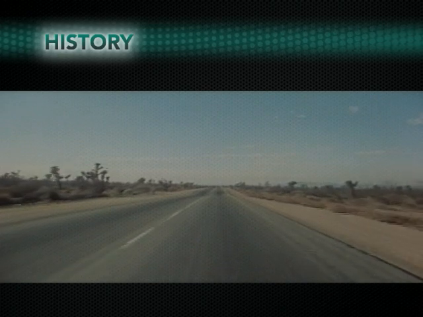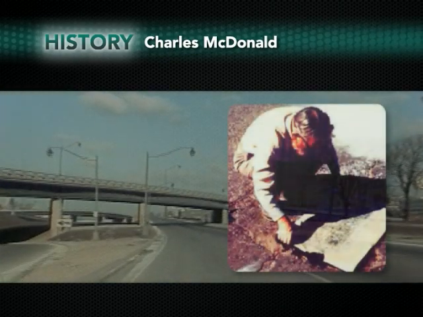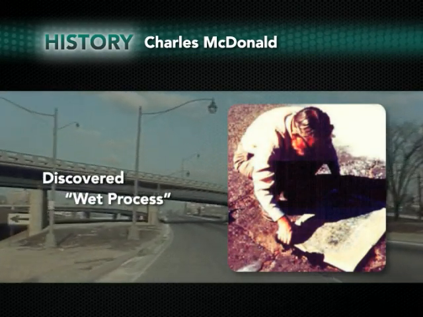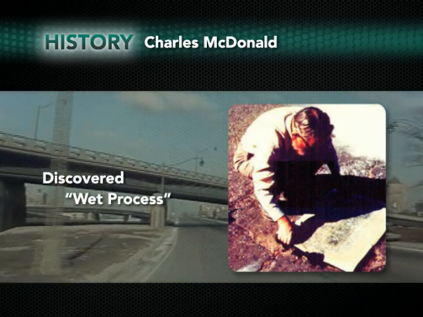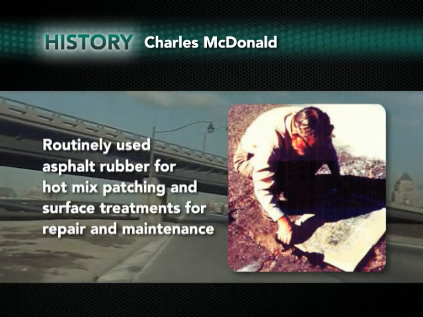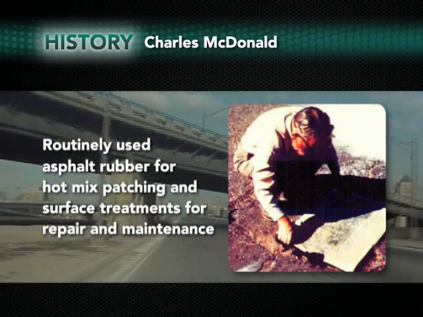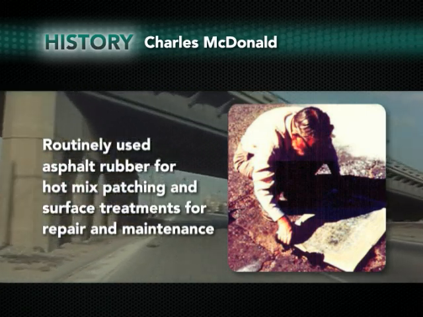In the 1960s and 70s, Charles McDonald conducted extensive work on rubberized asphalt and was instrumental in developing the wet process of producing asphalt rubber. McDonald was the first to routinely use asphalt rubber in hot mix patching and surface treatment for repair and maintenance.